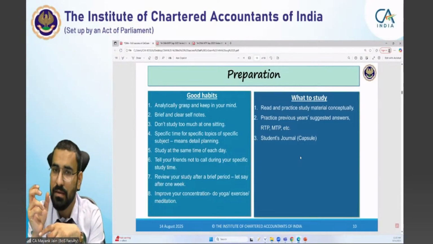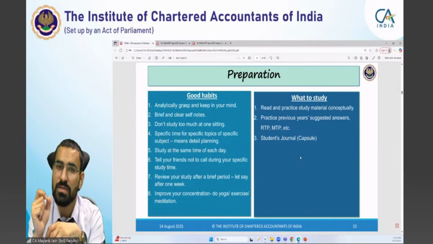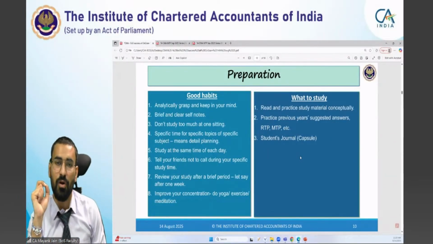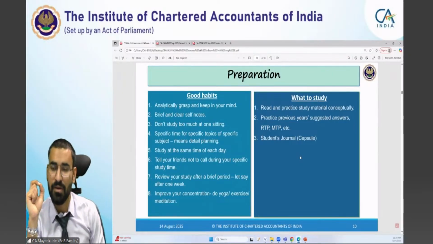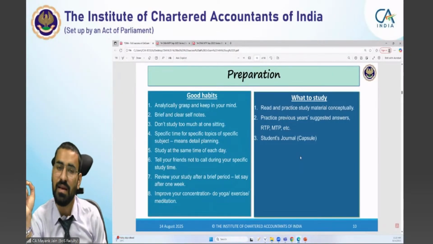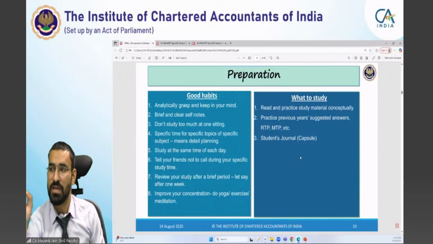While preparing, you will make your own brief notes, because when you write something with your own hands, you will remember it for a lifetime, or at least for some time till the exam. So make your brief notes. You can make them from the Saransh or from the book.